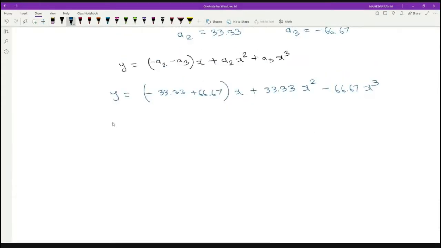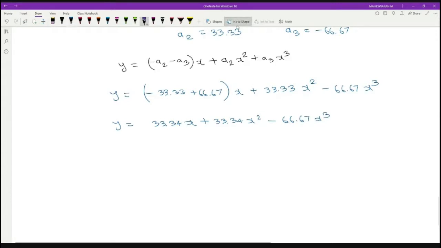So what is your y? So y is equal to this. Again, you will get 33.334, right? So we're getting 33.34 x plus 33.34 x square. Of course, this will also be 3, 4, right? Approximating it. So minus 66.67 x cube. So this is my equation.